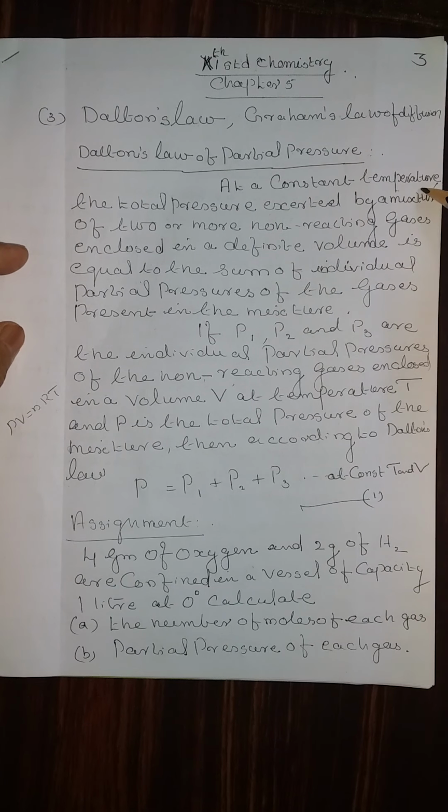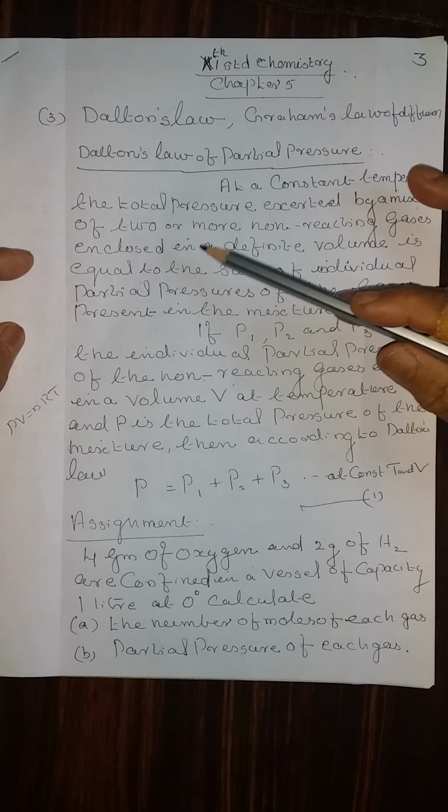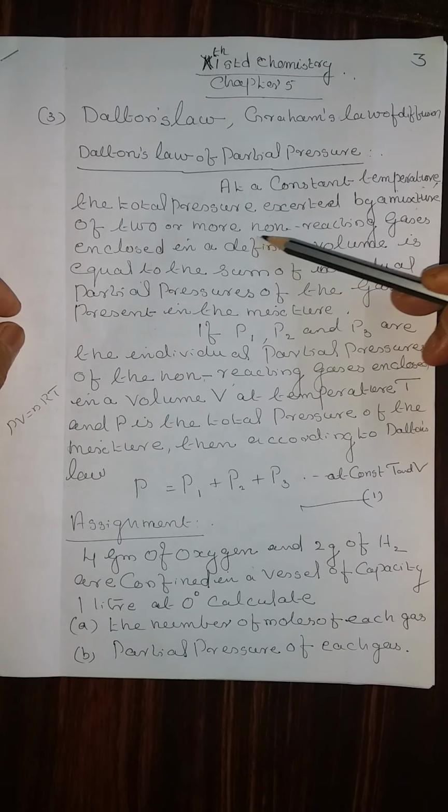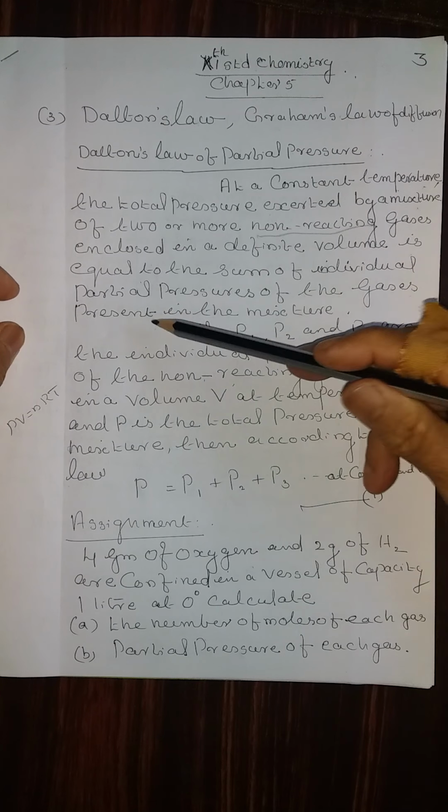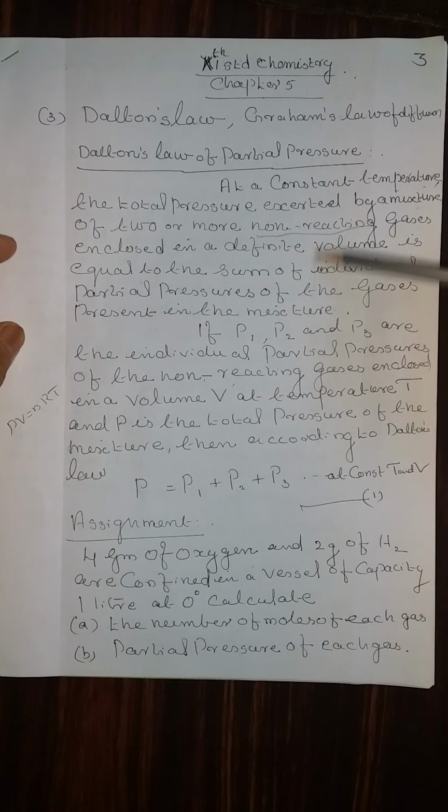At a constant temperature, the total pressure exerted by a mixture of two or more non-reacting gases enclosed in a definite volume is equal to the sum of individual partial pressures of the gases present in the mixture. This is the definition or the law.